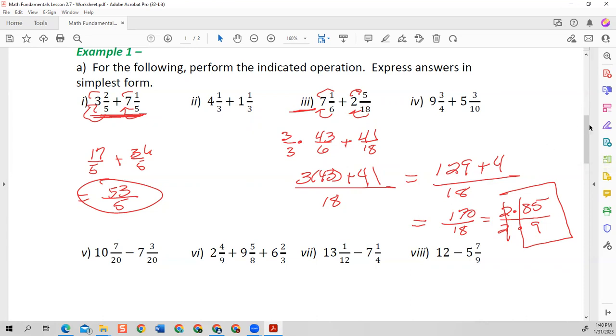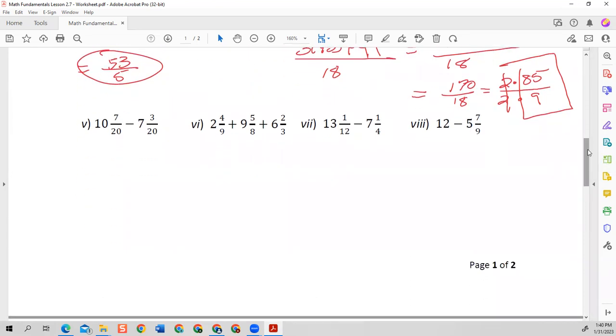So let's do a subtraction. Let's do this one here. I'm going to write 12 over 1. I'm going to rewrite this one as an improper fraction. So I have 12 over 1 minus, my denominator didn't change, 9 times 5 is 45, right? Plus 7 is 52.